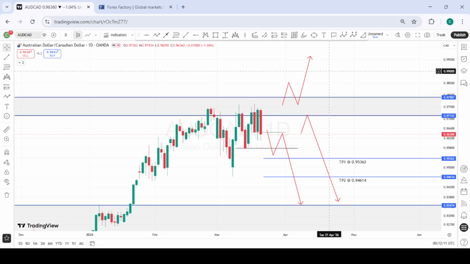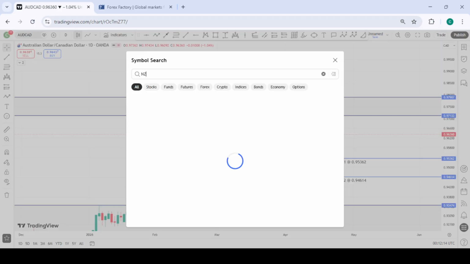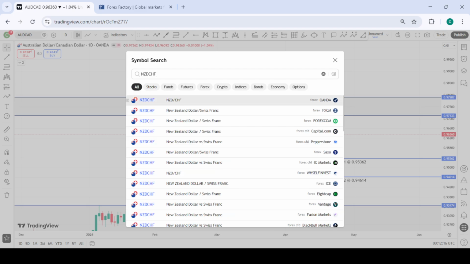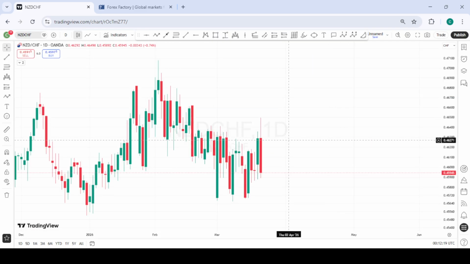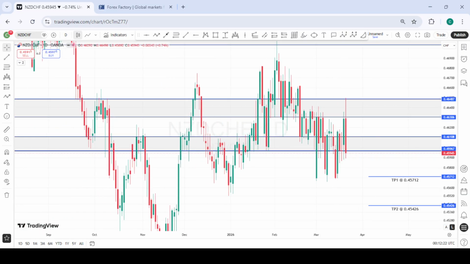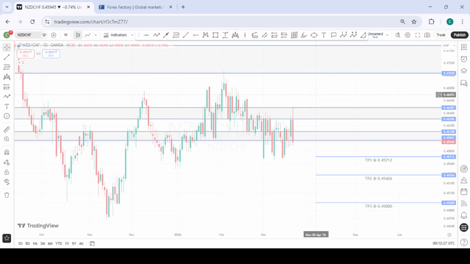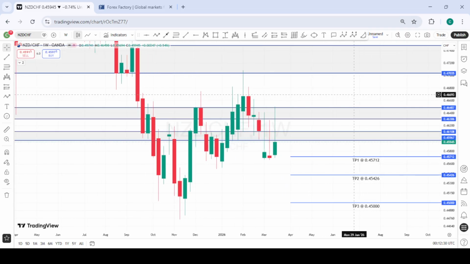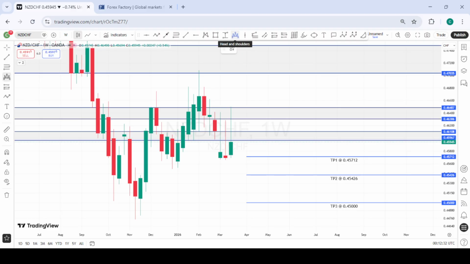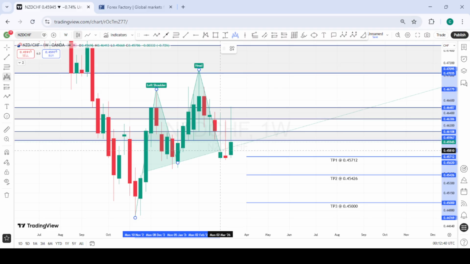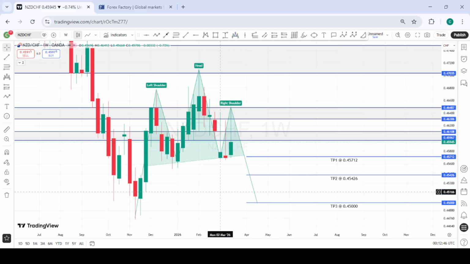So for the last one, which is NZDCHF. NZDCHF is giving us something like a head and shoulders formation, which is not too clear, but it is what it is. I think it's a bit clearer on the weekly time frame. So this is a weekly time frame. This is our possible left shoulder, this is our head, and this is the right shoulder, which is now playing out. So we are likely going to see some bearishness on NZDCHF for the coming week.